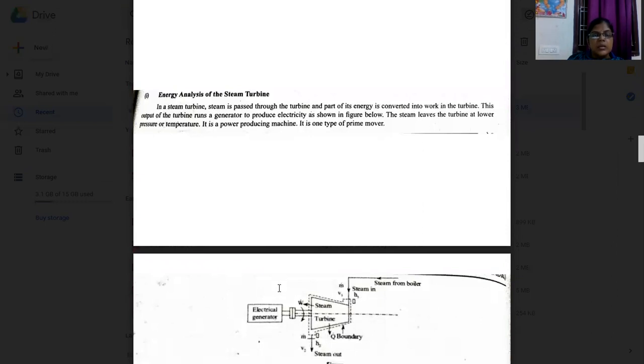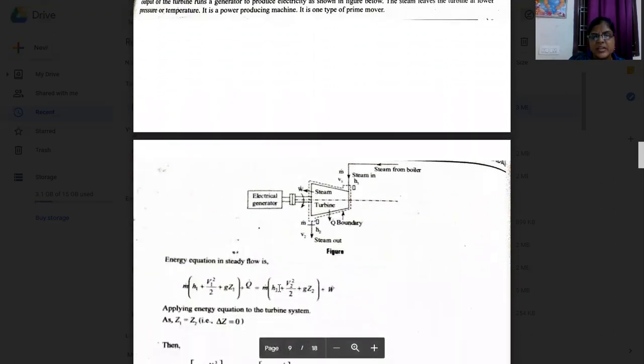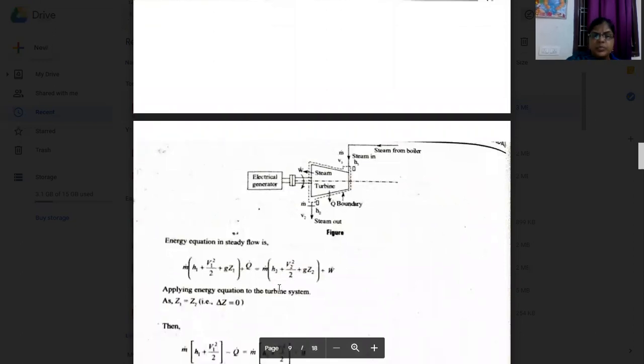In a steam turbine, steam is passed through the turbine, and a part of its energy is converted into work in the turbine. This output of the turbine runs a generator to produce electricity as shown in the figure below. The steam leaves the turbine at lower pressure and temperature. It is a power producing machine. It is one type of prime mover. Here is a diagram.